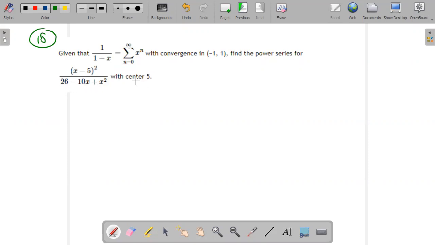This denominator here, I want to just rewrite that. So I have x minus 5 squared in the top. In the bottom, I'm going to rewrite it as x squared minus 10x plus 26. Does that factor? Let's see, 26 is 2 times 13. So this does not factor, but we could complete the square on that.